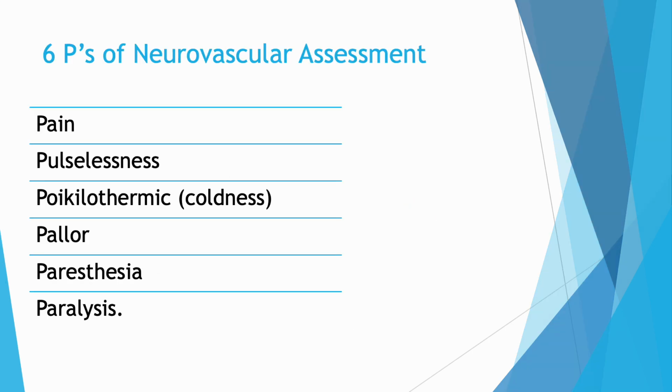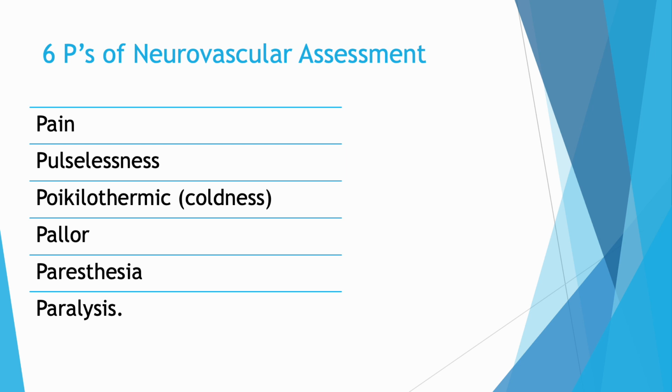Okay, now these are the 6 Ps. I think I talked about it after cardiac catheterization. Anytime you do a procedure that involves the arteries, you need to be checking for the 6 Ps in the limb that they had the procedure in. So like angioplasty or cardiac catheterization, you're going to check for the 6 Ps.